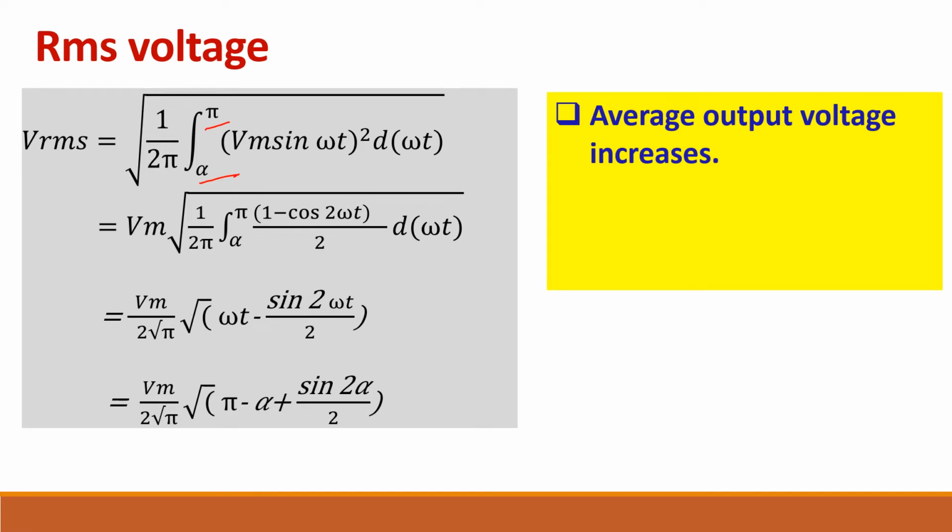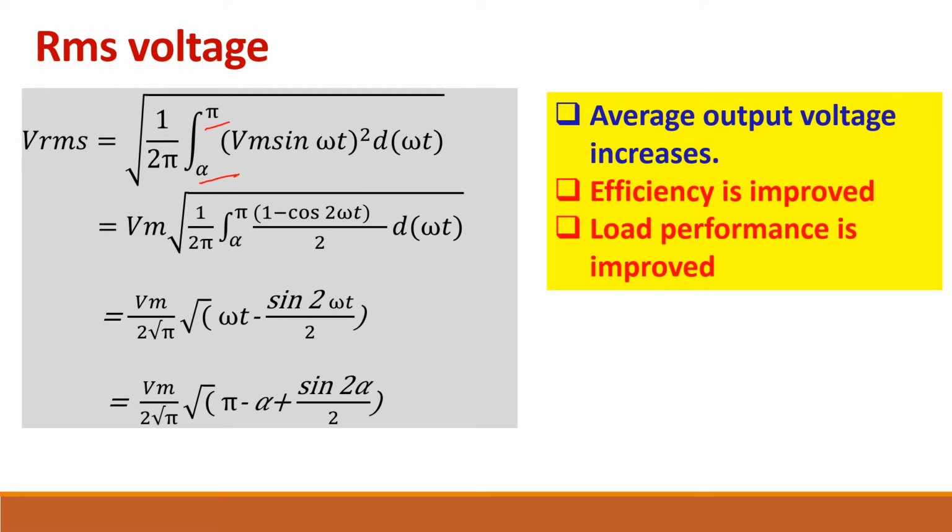So now we have seen about the effect of the freewheeling diode. That is, you can see that there is no negative portion in the output voltage. So the average value increases and efficiency will be improved, as the energy stored in the inductance is delivered to the load again, and current has a smoother waveform, so load performance will be better.